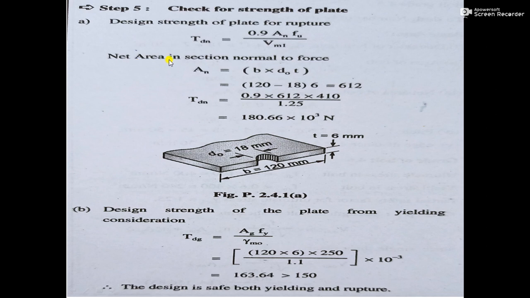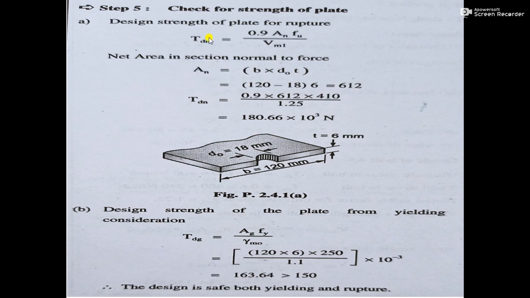For checking the plate strength, use this formula: Tdn, the design strength in tension, is 0.9 An fu upon gamma m1. An is the net area, fu is the ultimate stress of the plate. The net area in the section normal to force is width into depth, that is the width of plate, size of plate 120 minus d0 18, into the thickness of plate 6, which gives 612 mm square.